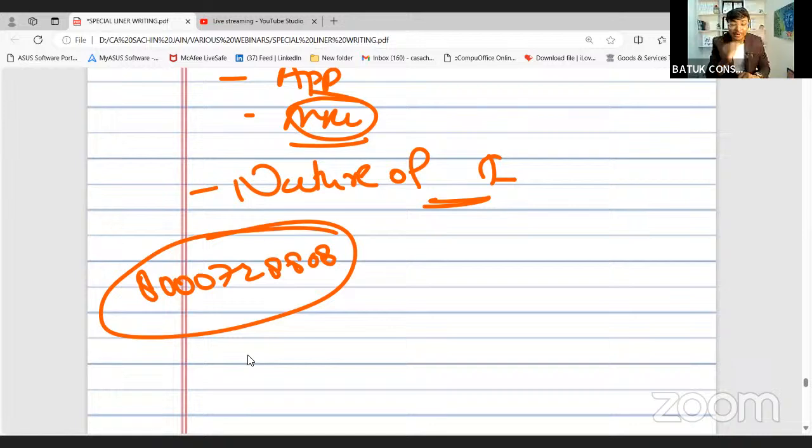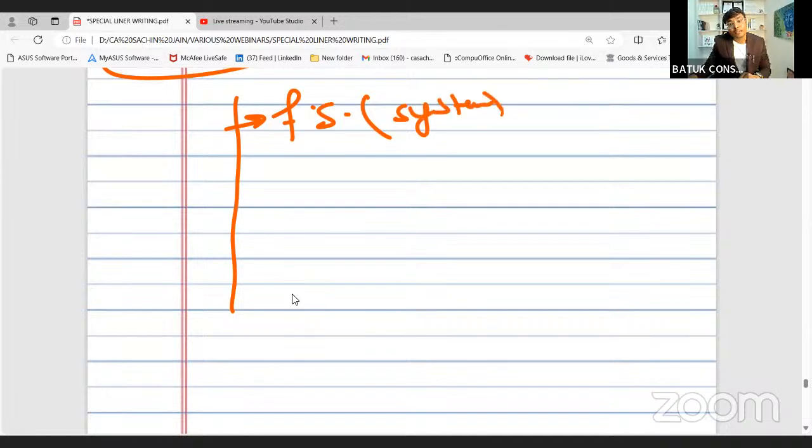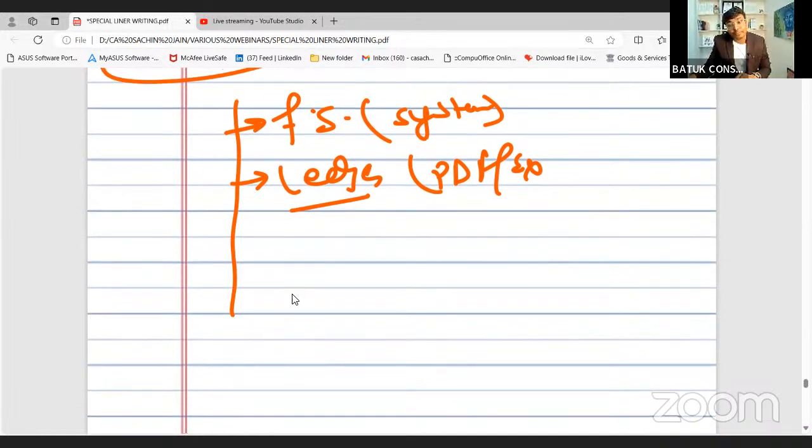Also, there is a requirement to keep certain documents for conducting the audit. That is, you need to take the financial statement generated from the system. Not the finalized financial statement. First, we need to take the system generated financial statement, and the complete ledger, and the ledger should be in PDF as well as in Excel form. There is a requirement to take the trial balance.